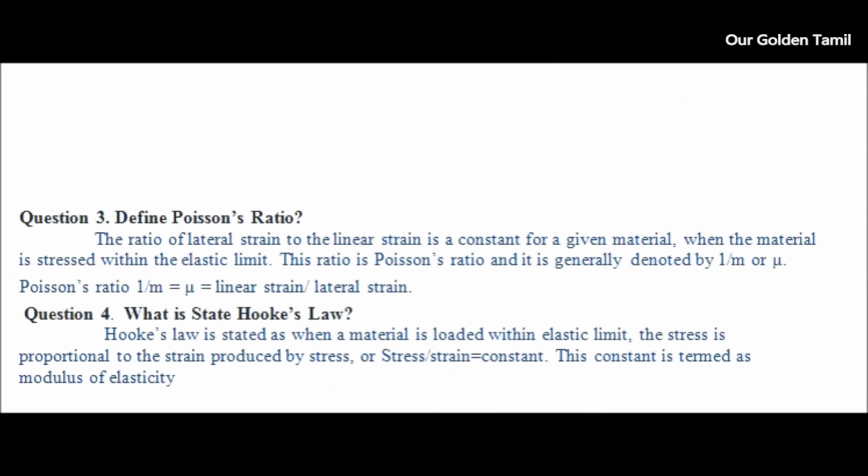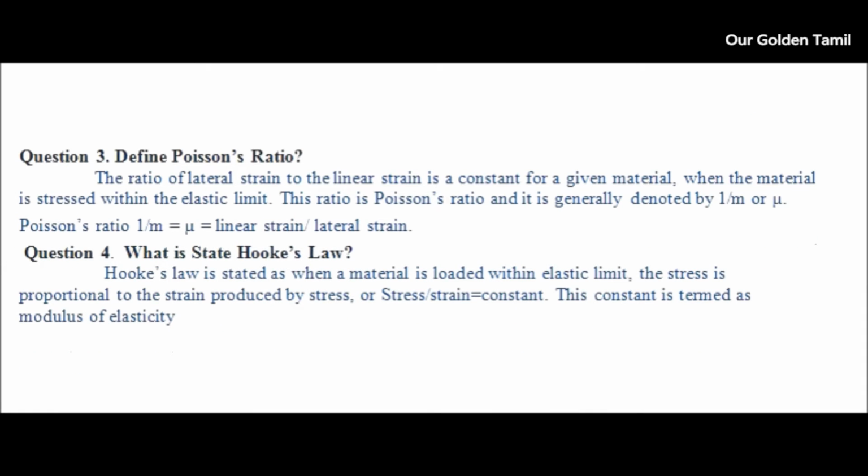Question 3. Define Poisson's ratio. The ratio of lateral strain to the linear strain is a constant for a given material, when the material is stressed within the elastic limit. This ratio is Poisson's ratio, and it is generally denoted by 1/m or μ. Poisson's ratio 1/m equals μ equals lateral strain/linear strain.